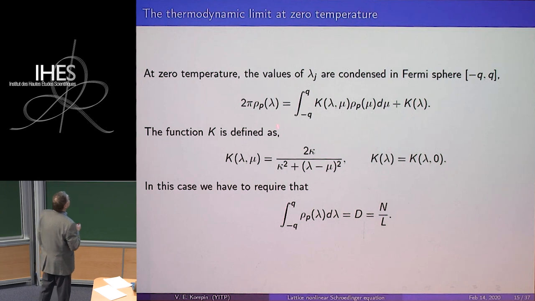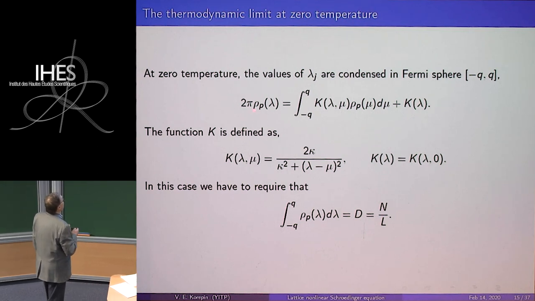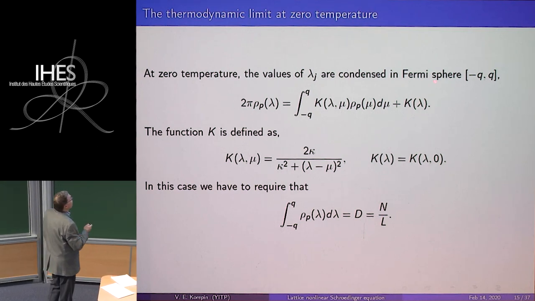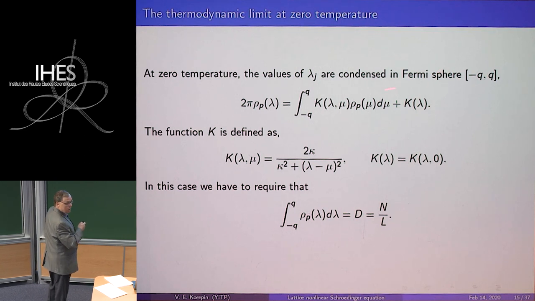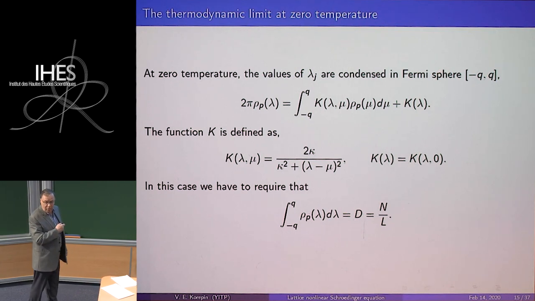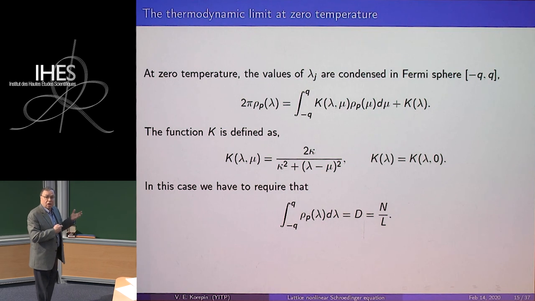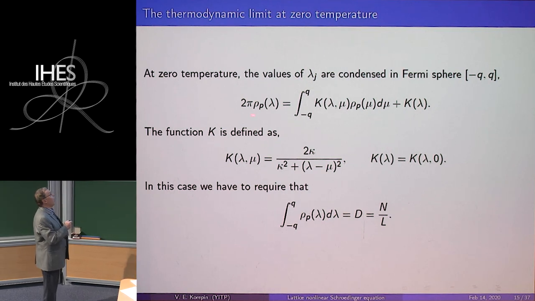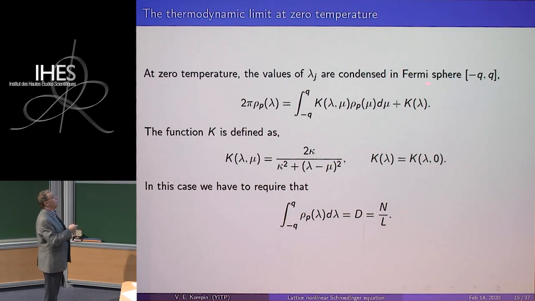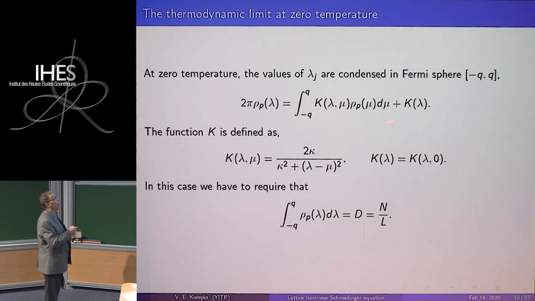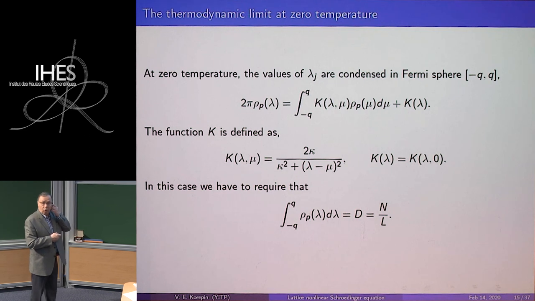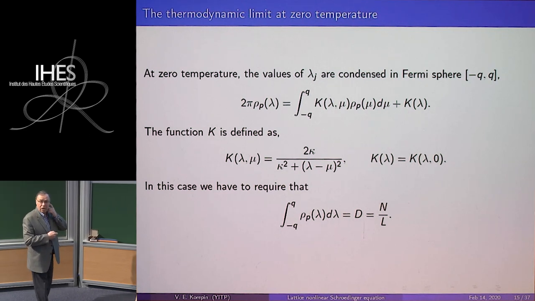It's somewhat similar to the Lieb-Liniger equation. For the Lieb-Liniger equation, I have a similar equation, but instead of this one, I have 1 divided by 2 pi. So this is kind of a Q deformation of Lieb-Liniger because I moved to the lattice. In the continuum, I had this equation, but this K was replaced with 1 divided by 2 pi. And now on the lattice, I have this K. So these equations, we cannot solve analytically. We don't have an analytical expression.